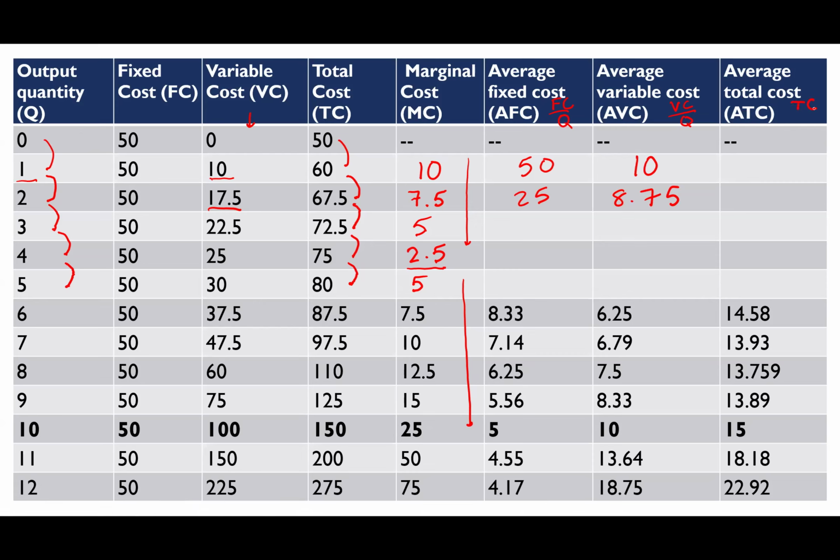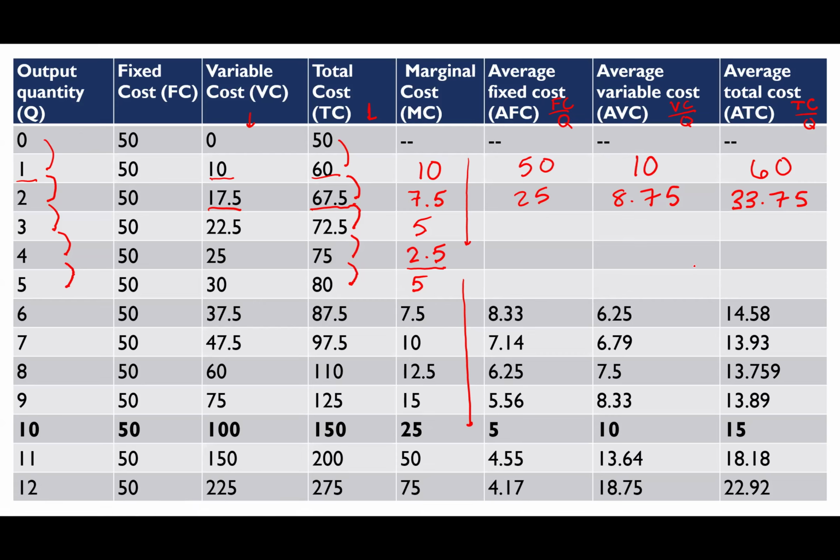And then average total cost is just total cost divided by output. So we look at our total cost column. Again, anything divided by 0 is undefined, so that first row has those dashes for that reason. When we move to output of 1, we'll have 60 divided by 1. That gives us 60. Output of 2, total cost is 67.5. We divide that by 2, and we get 33.75. So I invite you to calculate these columns for average fixed cost, average variable cost, and average total cost.